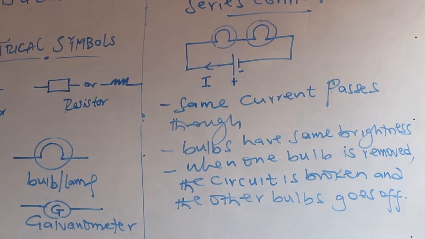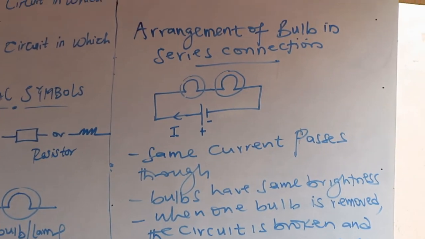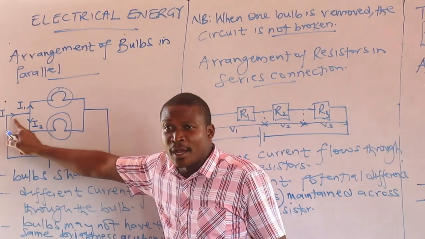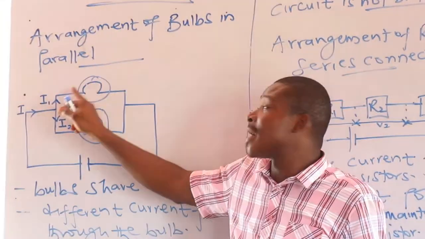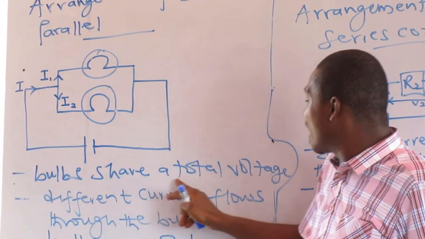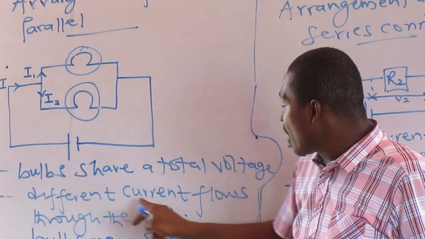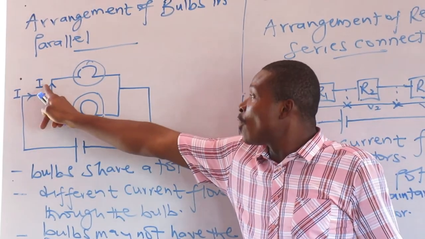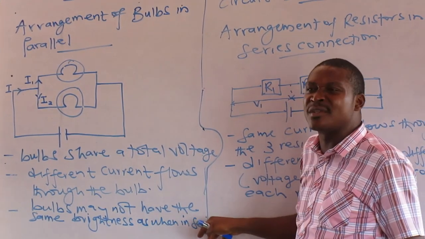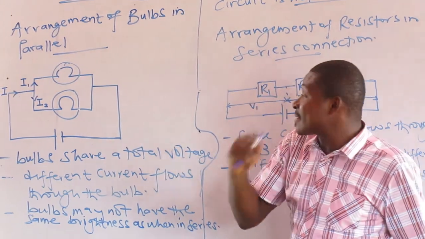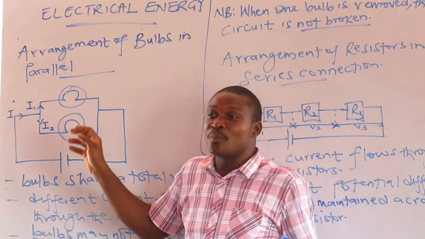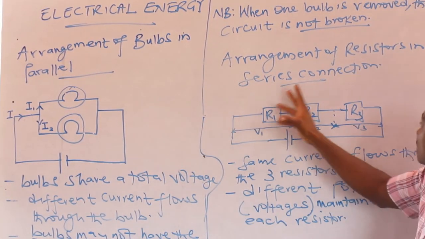Good. So now let's go to arrangement of bulbs in parallel. So look at the drawing very well. You can see this current flowing here. Now when it gets to this junction, I1 will pass through here, I2 will pass through here, right? Different currents are flowing through here. Do you believe? So the bulbs share the total voltage. Different current flows through the bulbs. It's true. I1 passes here, I2 passes here. Bulbs may not have the same brightness as when in series. Why do we say so? Now the total current coming in, I, divides into two. So you don't expect the brightness to be the same as in series, right?